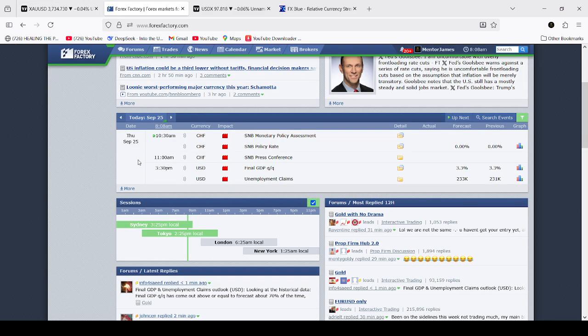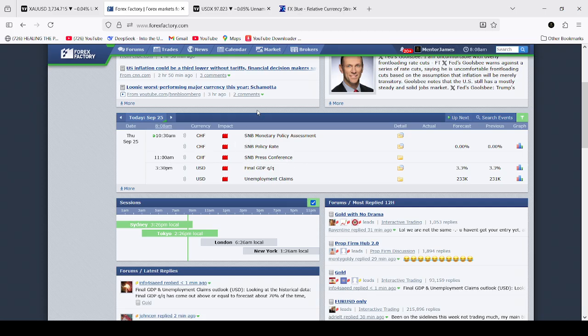In terms of other assets that you can trade, we have the CHF at 10:30 a.m. We have the CHF, that is SNB monetary policy assessment, SNB policy rate, as well as SNB press conference that will be taking place at 11 a.m.